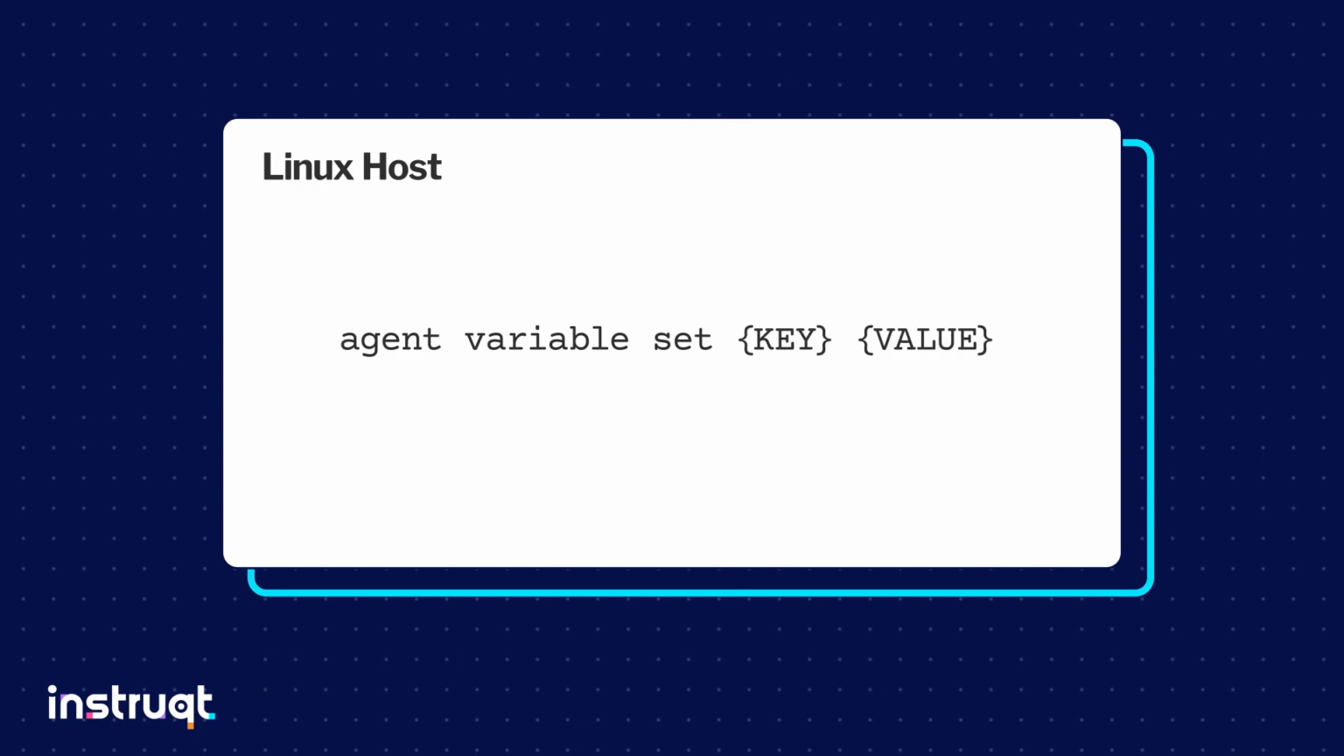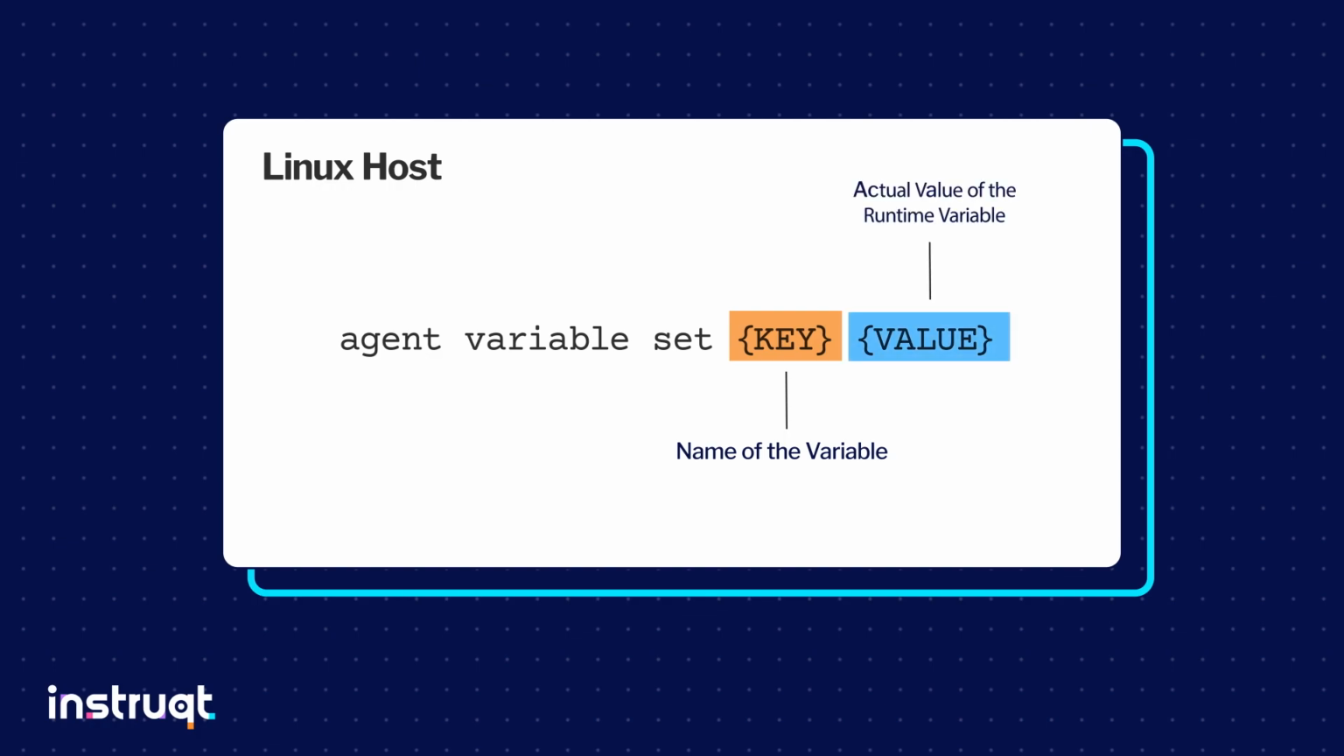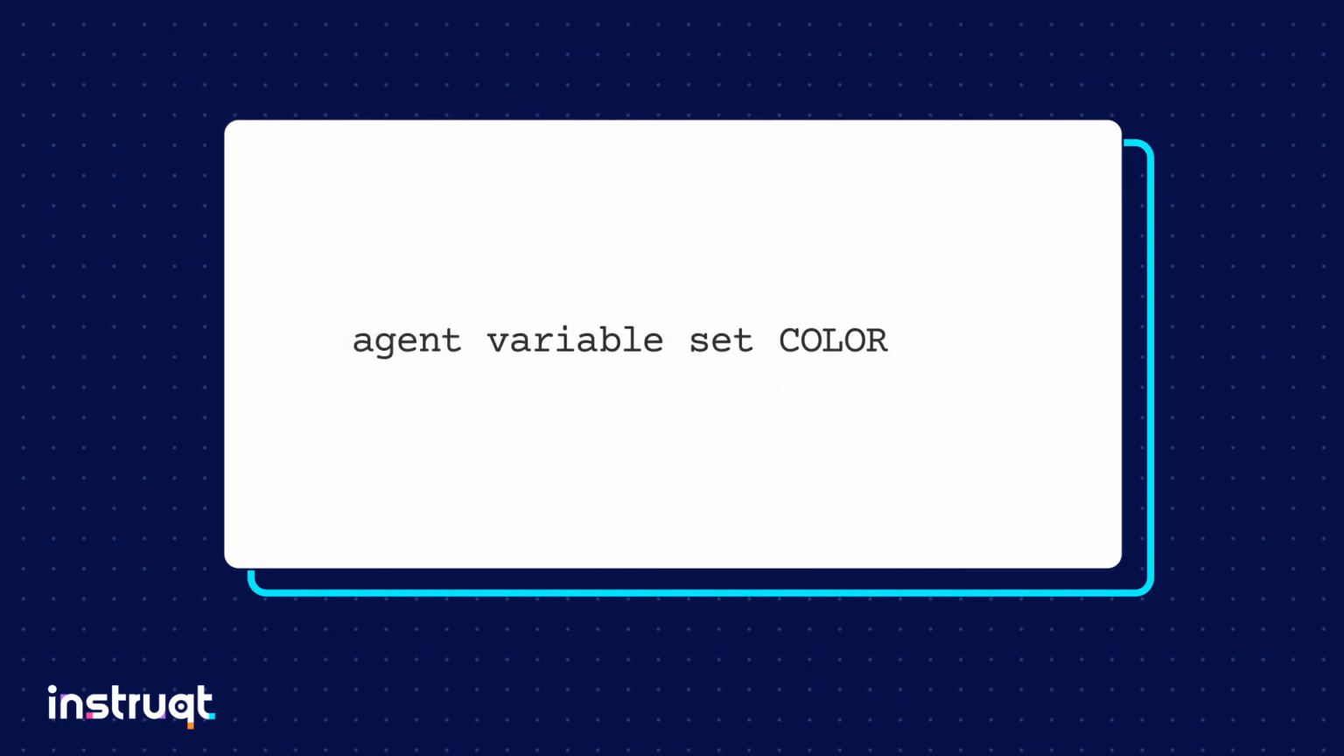Key and value are placeholders for actual values that will be used in the command. The key serves as the name of the variable, which can later be referenced in a challenge's assignment. The value is the actual value of the runtime variable. It is the value that will be associated with the key. For example, if you use the following command, agent variable set color red, this creates a runtime variable with the key of color and assigns the value red to it.